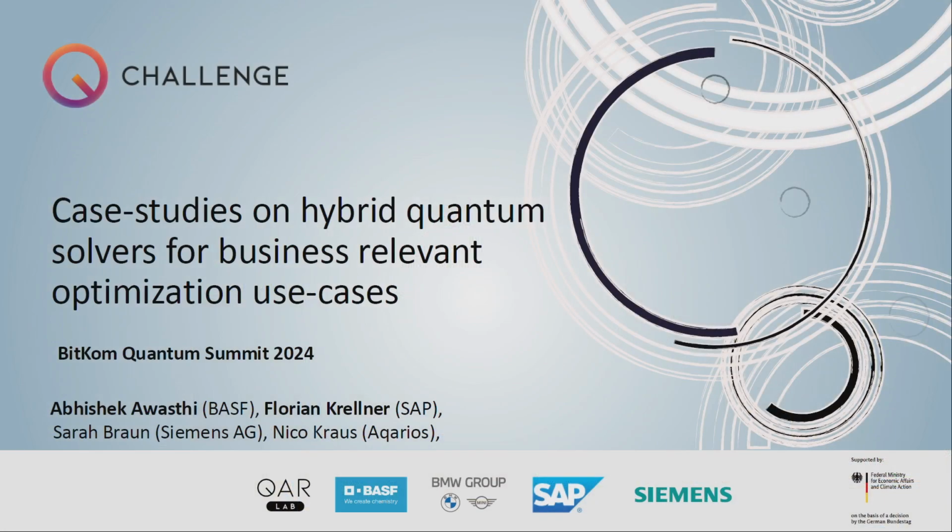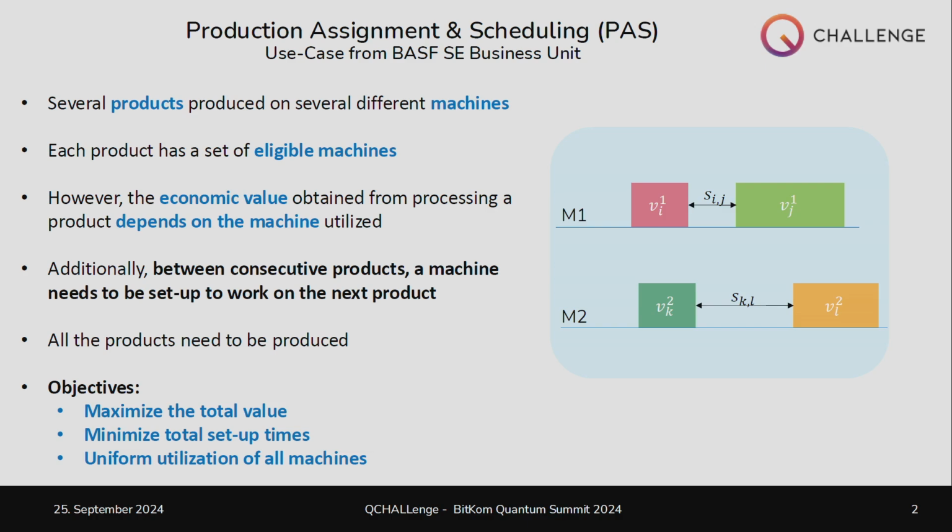This talk is going to be about the Q Challenge project, which is funded by BMW. The consortium consists of different partners like ourselves, BASF, SAP, Siemens, BMW, and also a startup from Munich, coming out of LMU University as well. Now, what we're going to talk about is two use cases.